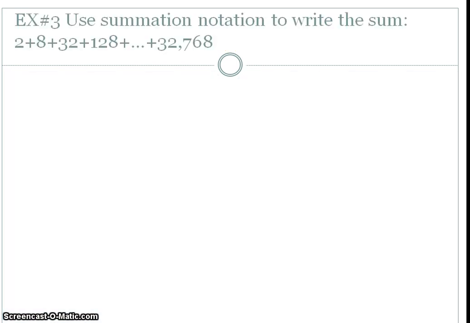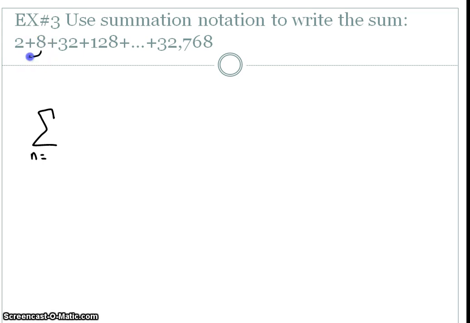Okay, so here we're going to write summation notation to write the sum. So we have 2 plus 8 plus 32, and so on, all the way out to 32,768. So in order to do this problem, we have to see what the pattern is. So what we can do is we can hope that this pattern is geometric. Okay, because remember we're going to use our sigma notation. We're going to start with n equals something or i equals something. We're going to have the pattern rule up to whatever number.